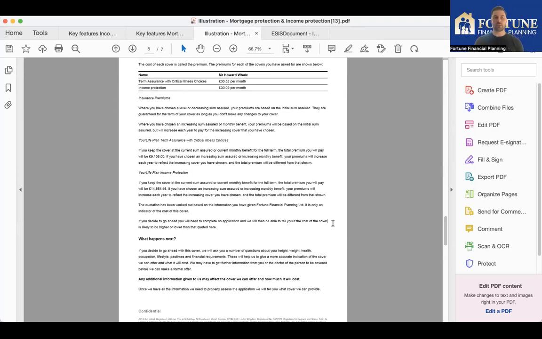So the policies are underwritten, they're medically underwritten. They're based on the client's height and weight, his health, his occupation, lifestyle, and financial requirements. So it just talks a little bit about that here. The important thing to know is that this is a quotation. It's not terms offered. So of course, we need to complete an electronic application on the client's behalf, with your consent due to data protection, to provide that information to the provider, and then we will receive terms.